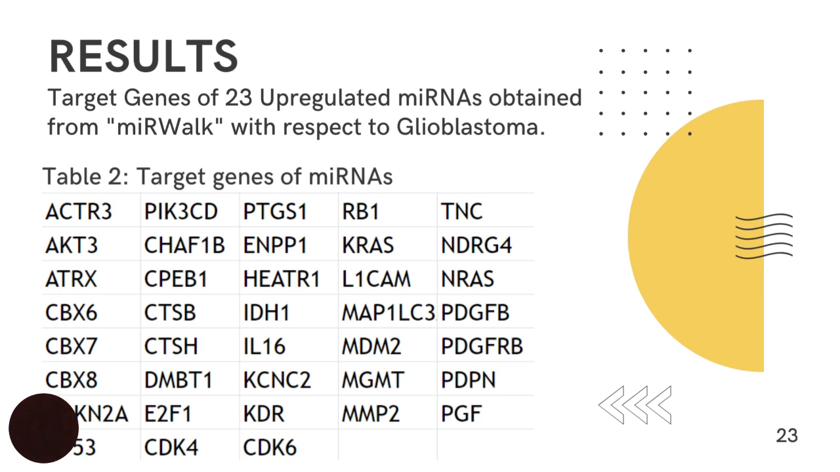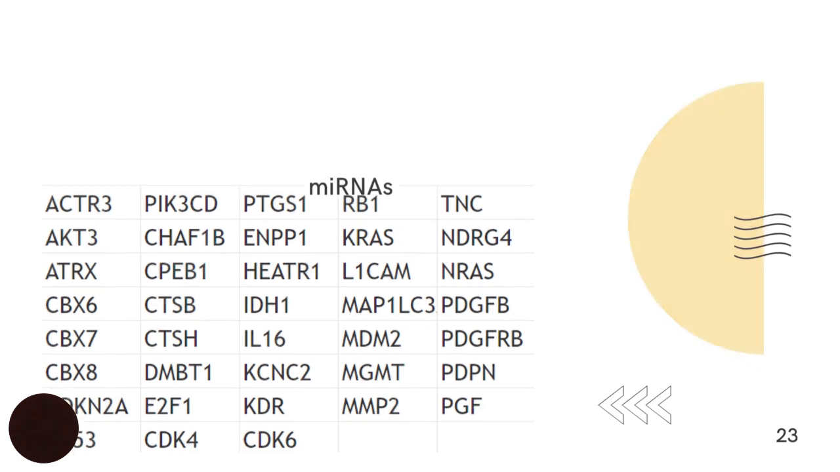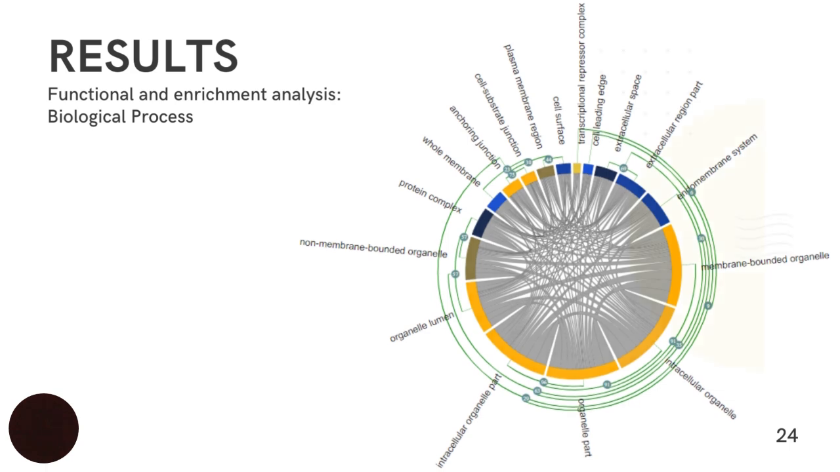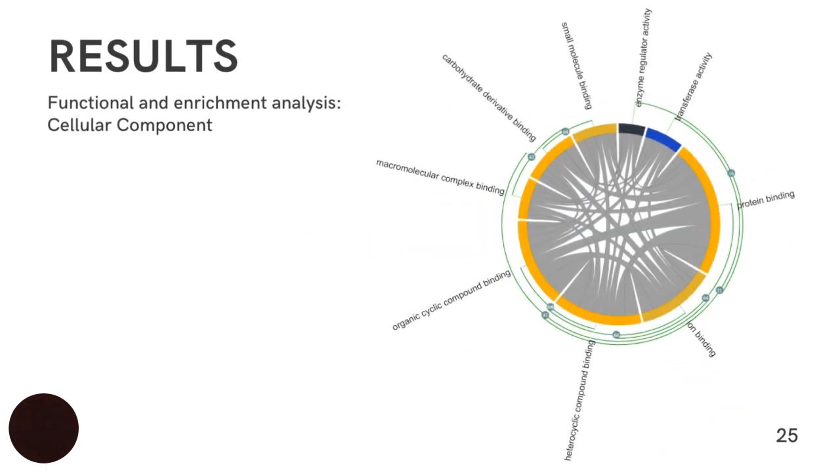And to find out how these target genes are interlinked with each other, I have performed functional and pathway analysis via a tool. And I have found out that these are the biological processes. As you can see, they're responsible for protein complex. They're present in the membrane, cell surface, extracellular region part, etc. And when it comes to their molecular functions, they're responsible for ion binding, protein binding, organic cyclic binding. I have to mention that all these cellular components and biological processes are actually directly linked to glioblastoma.